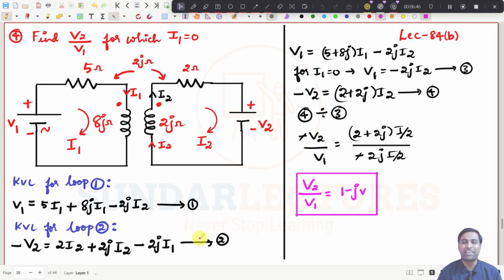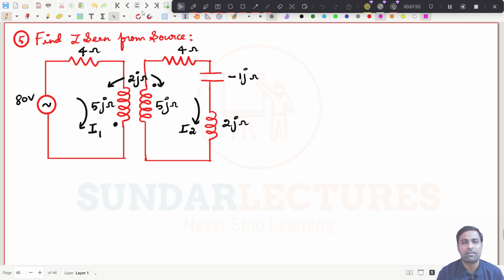You try to understand these kinds of problems. If you write KVL expressions, it is very simple, and also transformer-like problems, that is coupled coils problems, in electric circuits are very easy to understand, right? We will go to the next one now.